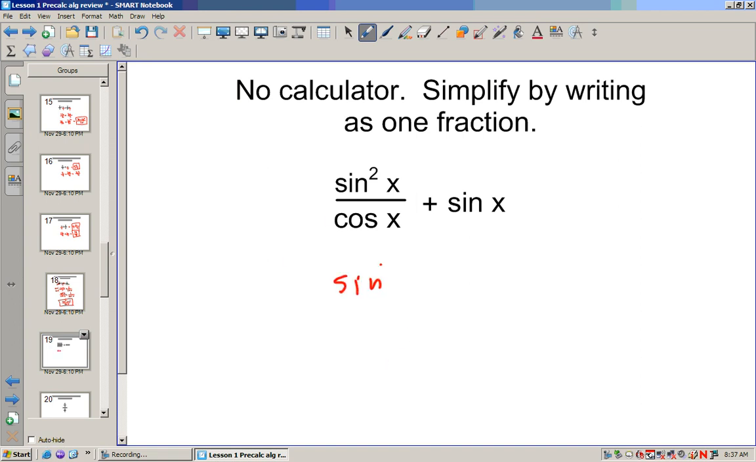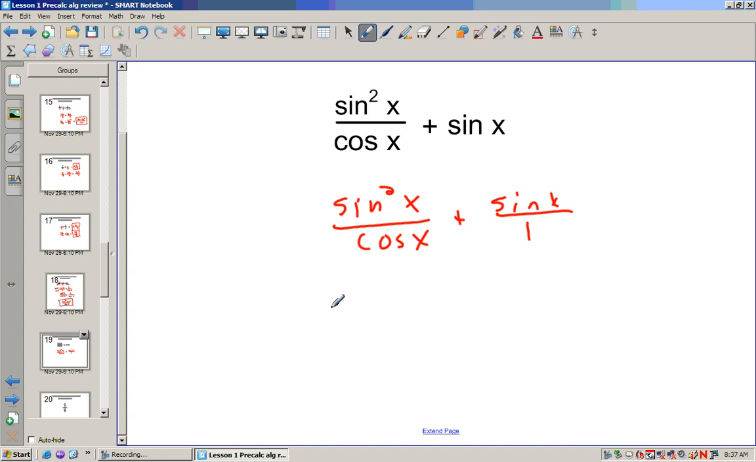Alright, sine squared x over cosine x plus sine x over 1. So we need a common denominator of cosine again. So we have cosine x plus cosine of x. And we don't have to multiply anything on this. We're just multiplying by 1. So that's just sine squared x.